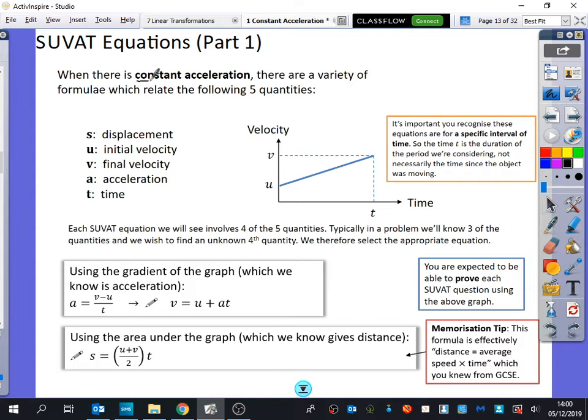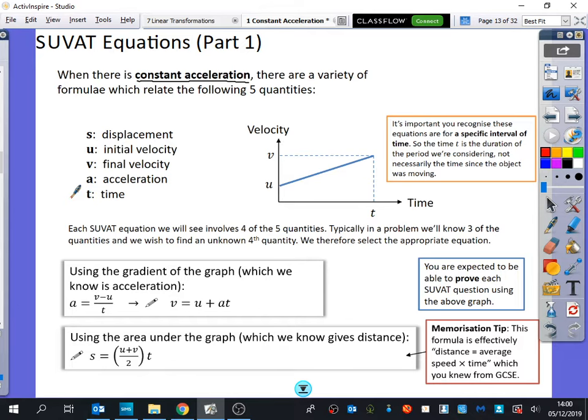When there is constant acceleration, I've gone on and on about this already, there has to be constant acceleration for this topic. This whole topic is called constant acceleration. Then there is a variety of formulae which relate the following 5 quantities. And you can see why informally we call these the SUVAT, because there are 5 different quantities with those letters corresponding. S is for displacement.